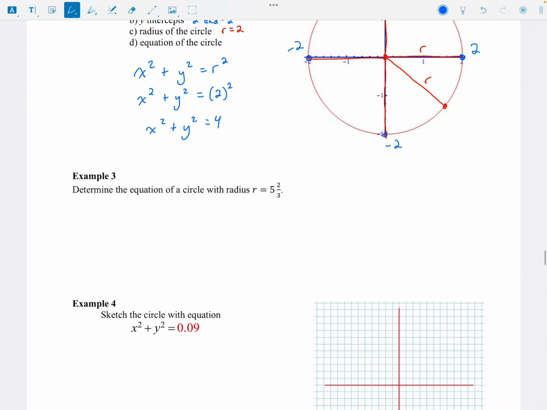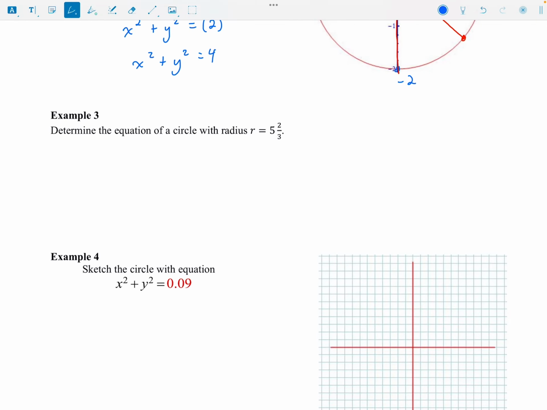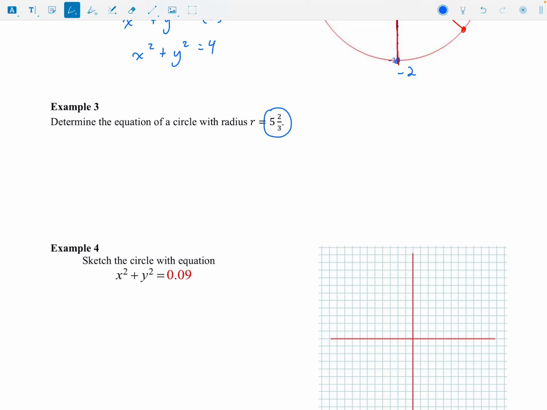Fun. It says determine the equation of a circle with radius r equals 5 2/3. All right, this is a little wonky. 5 2/3, if you remember, is equal to 5 times 3 plus 2, which gives us the numerator. So 5 times 3 is 15, so that's 17 when we add 2. We have 17 over 3.